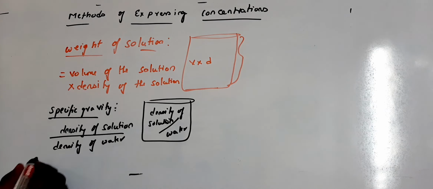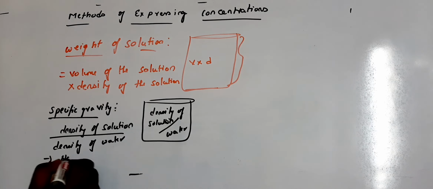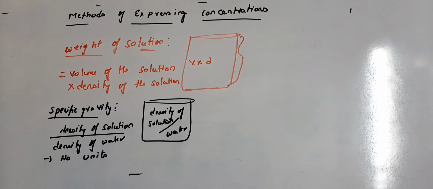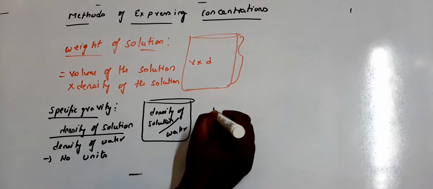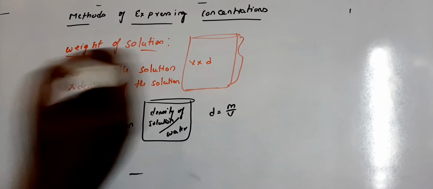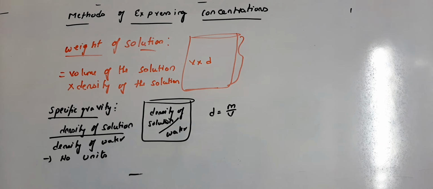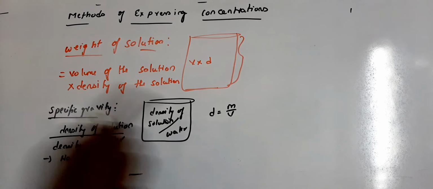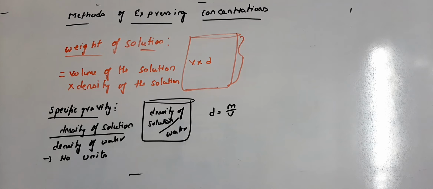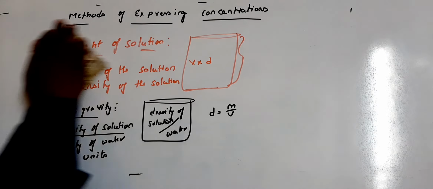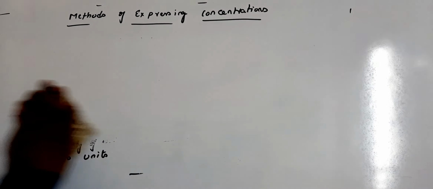Remember one thing, students, specific gravity has no units. What is meant by the density of the solution? Density means mass by volume. The mass the given solution occupies in how much volume, that we call density. Compared to that of water, that is called the specific gravity. It has no units.